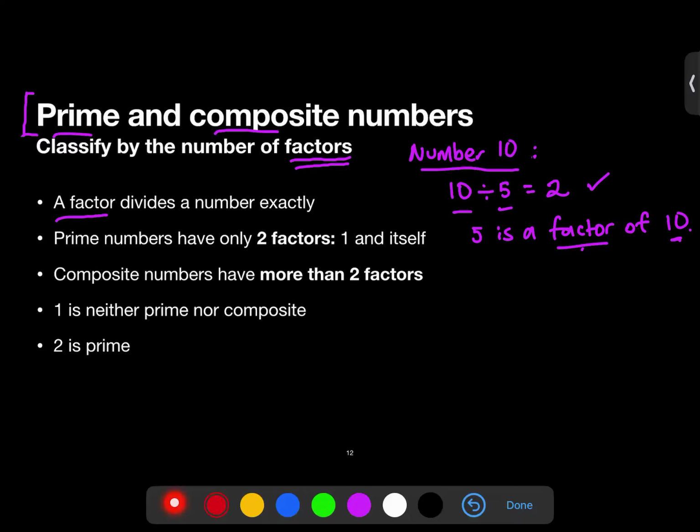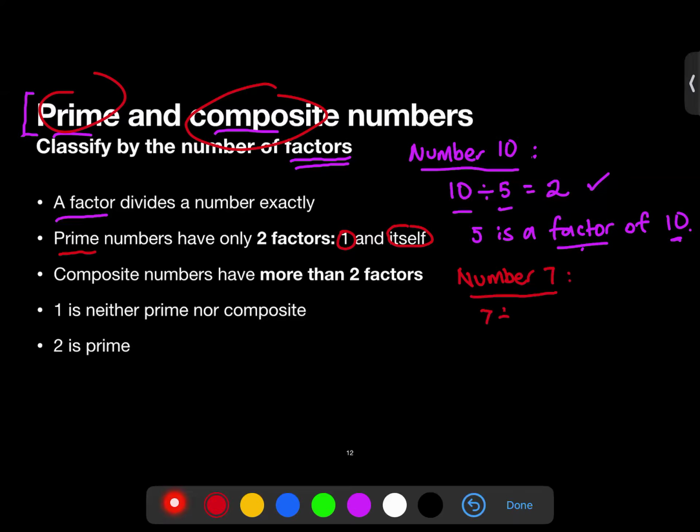So then we have the two types of numbers, prime and composite numbers. So prime numbers have only two factors, and it's 1 and itself. For example, take the number 7.